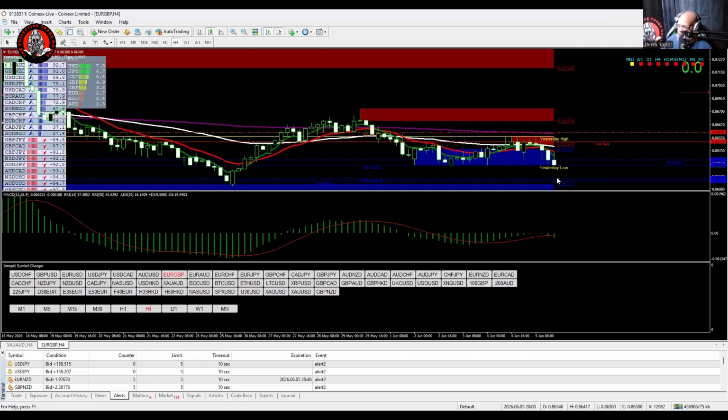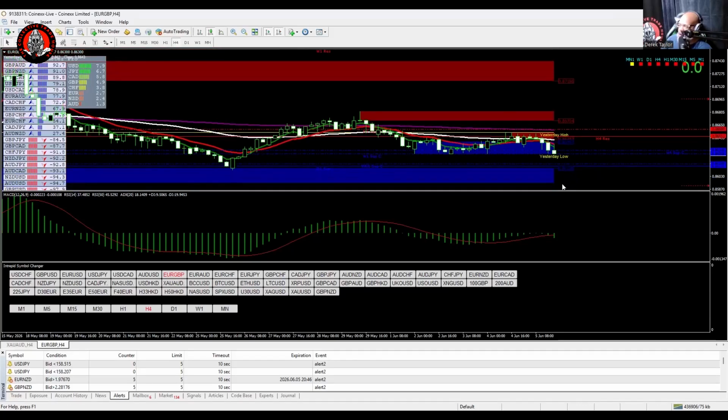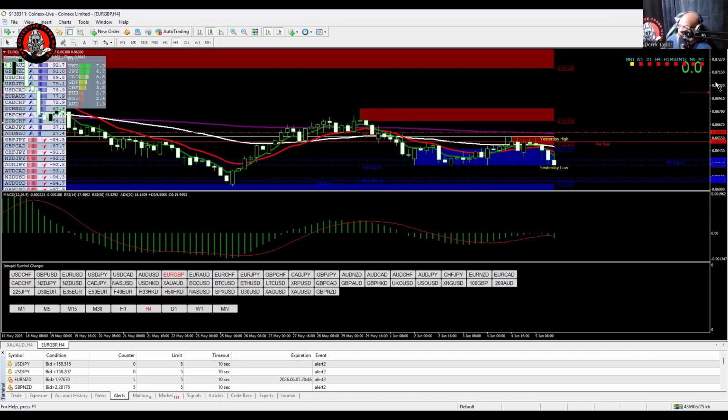Well, here's my trading zone, right? Here is this demand box here, and here's the top of this supply box. That's my trading zone. And then I have a zone within the zone, which is going to be yesterday's high and yesterday's low. Now, price is at the bottom of the zone here between yesterday's high and yesterday's low.